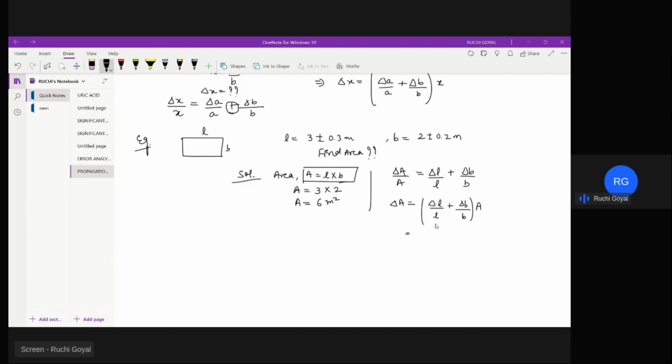So what is the value of delta L? It is 0.3 and L is 3. Plus, what is the value of delta B? It is 0.2 divided by 2. This will be cancelled, 0.1. This is also cancelled, 0.1. Multiplied by A. A is 6 meter square, so you can multiply by 6. This is the delta A.